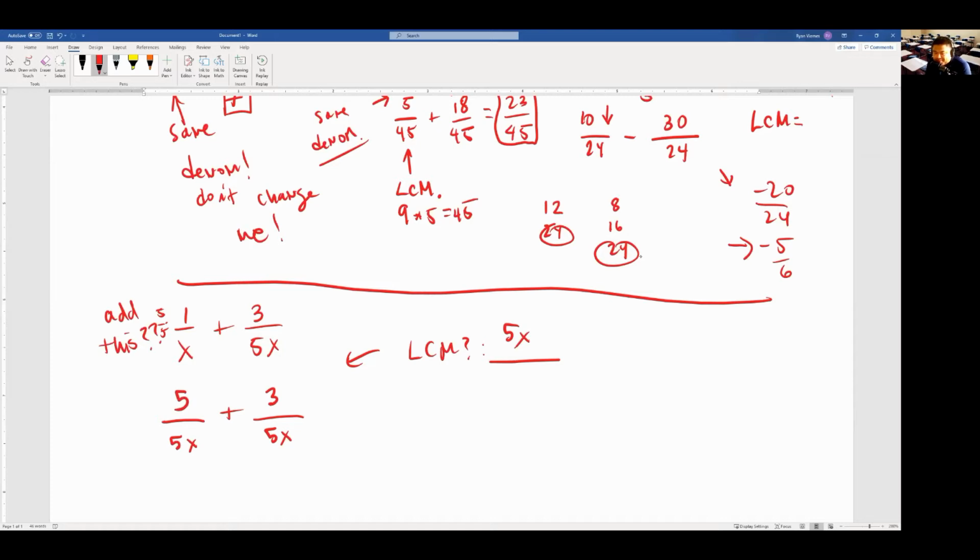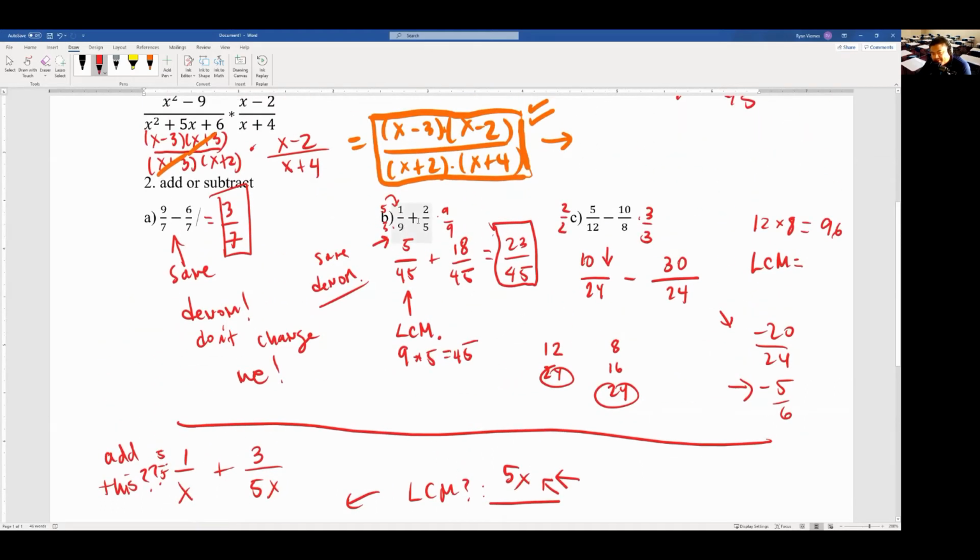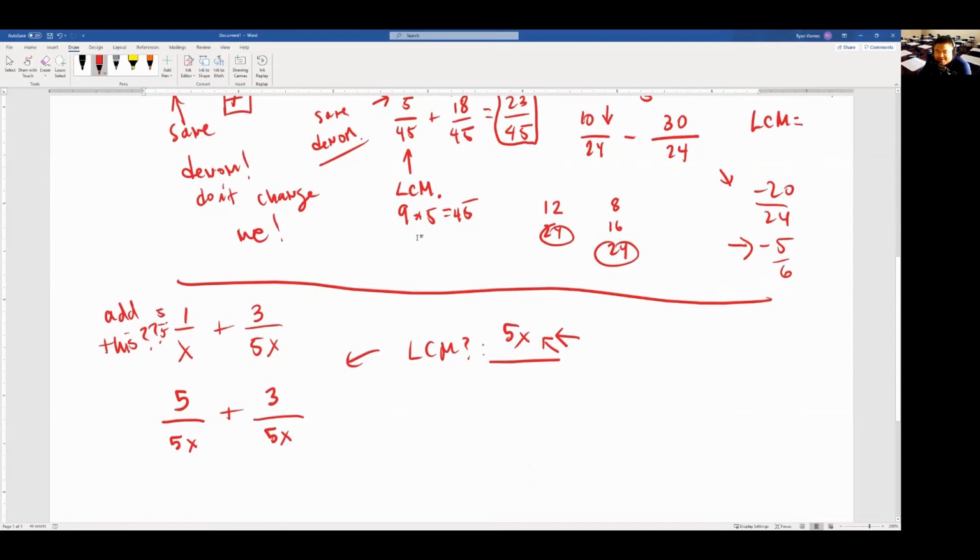Now, we're not going to finish the problem yet. I don't want to finish the problem yet. I'm more trying to understand why this is. Another reason why this is: we can follow the same reasoning we did up there for 45, where my mouse is. I just took 9 times 5. We got 45. However, if you do 5x times x, you would get 5x squared, which is not the LCM.